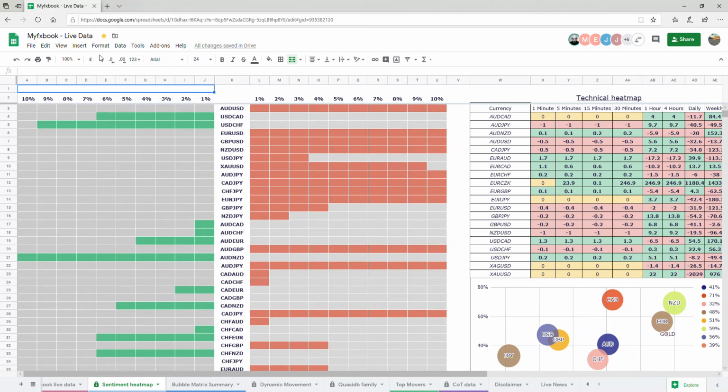Spreadsheet Guide Version 3, Part 3. This is your heat map, which I've had some good feedback about. It's essentially just tracking movement across time since Sunday.